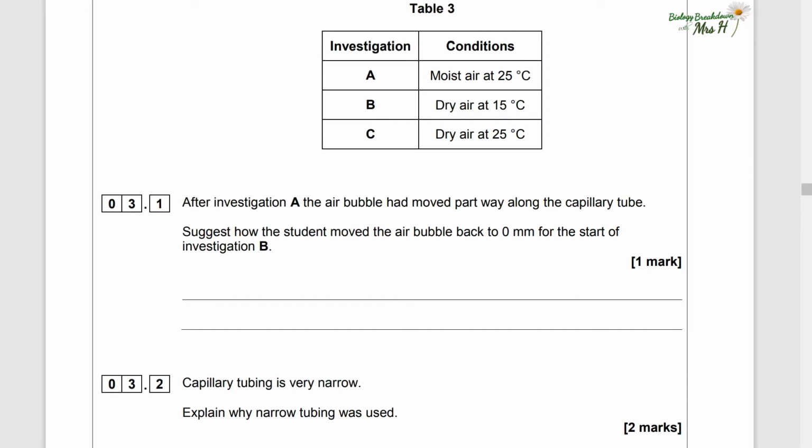Table 3 shows the conditions used. Investigation A, B, C, we've got moist air at 25 degrees C.